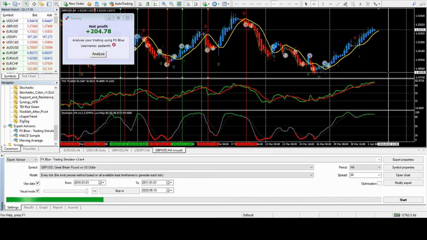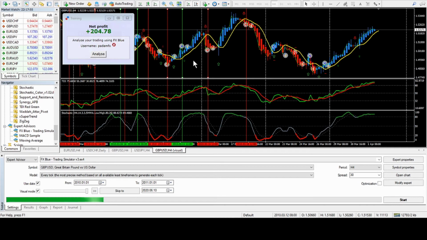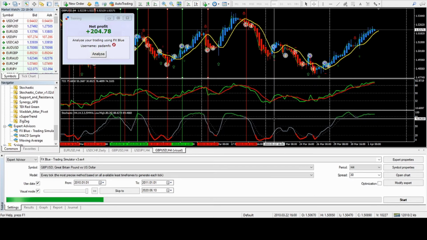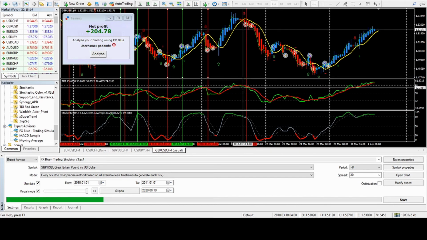Okay, so after 3 months of testing, it comes out that you make about $204. Now, as I was going through this testing, you could see these small arrows. These arrows, I'm figuring out, are when the stochastic crosses over. You get the crossover in the stochastic, but what we're really looking for is a crossover in the TDI.